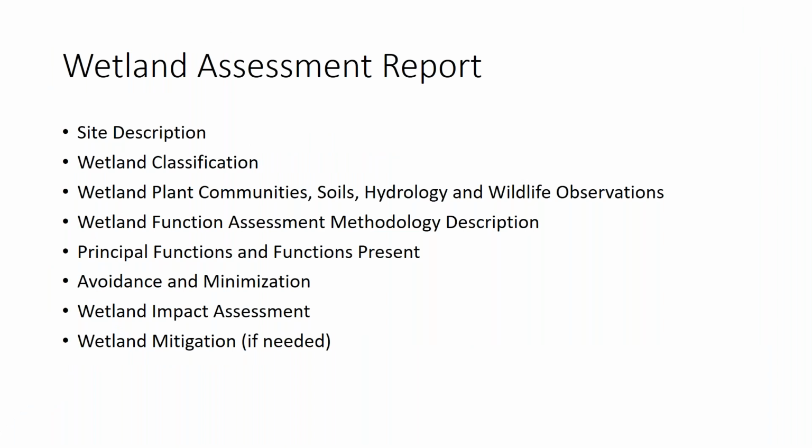So in every application I do, the minor and major, I do a wetland assessment report. It includes all these components because you don't want to just tell them what the function is if they don't know what the plant community, the soil, the hydrology is, what sort of wildlife did you observe. That's important information that goes into the functional assessment. And you describe the functional assessment, and then you explain the principal functions and the functions present. And then you do the work that's most critical to almost every project, which is the avoidance and minimization. And then I include a section on wetland impact assessment and mitigation. This is all in one narrative report.